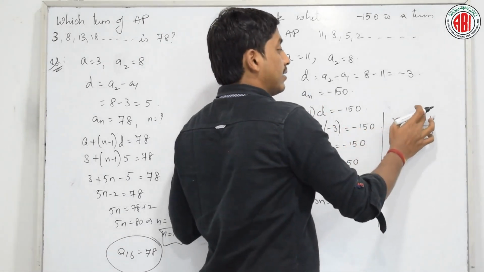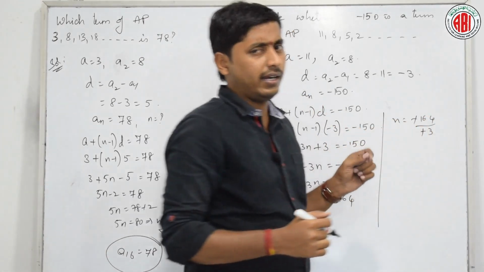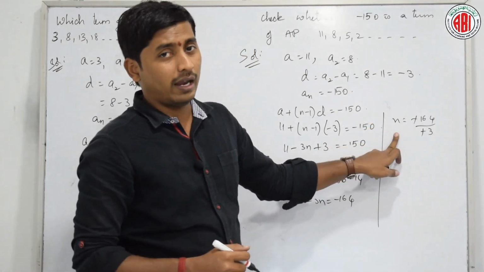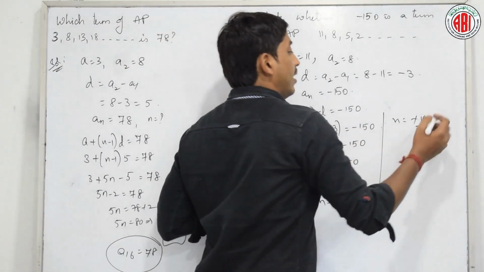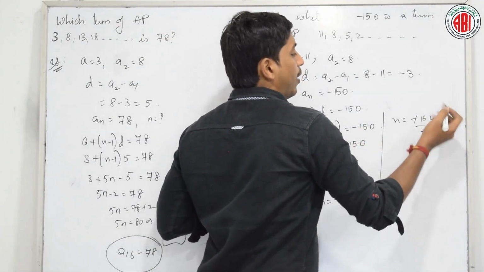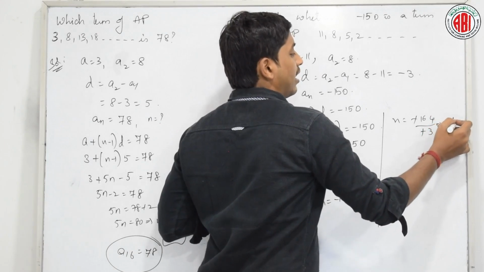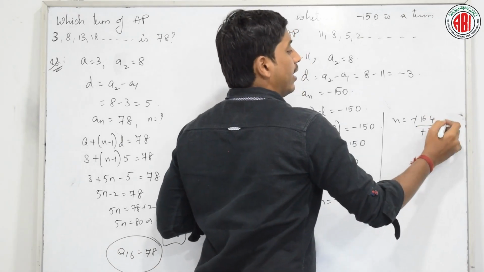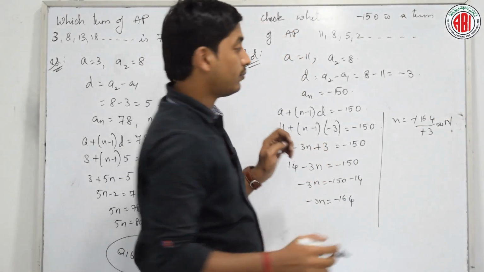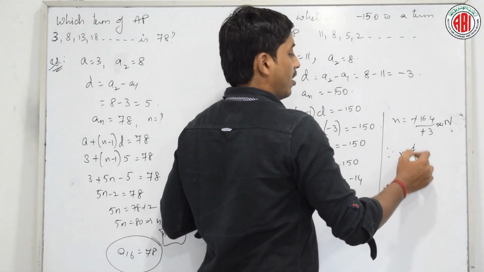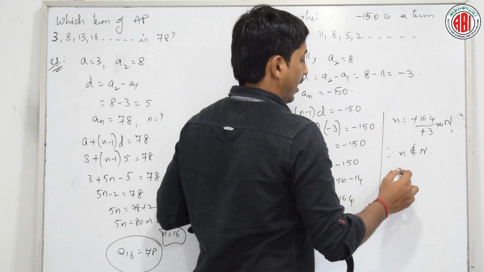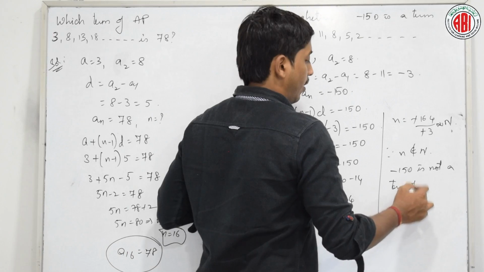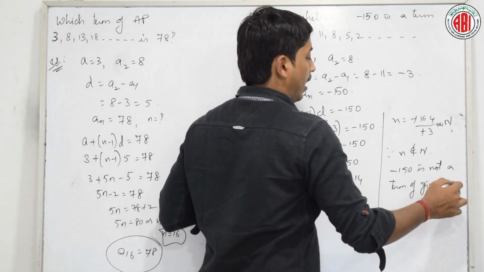Let us check whether this 164 will get divided by 3 or not. Just add 1, 6, 4, that is 11. Is it getting divided by 3? No, right? Which means this is not a proper number, not a natural number. Since n does not belong to the natural numbers, minus 150 is not a term of the given AP.